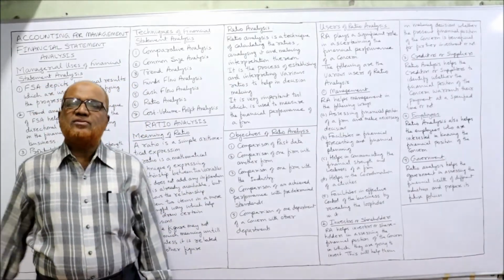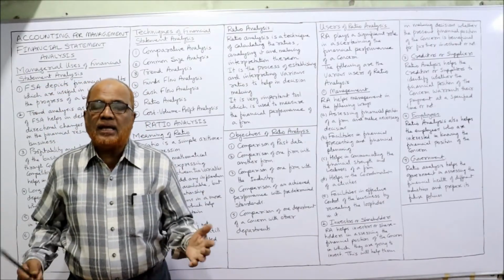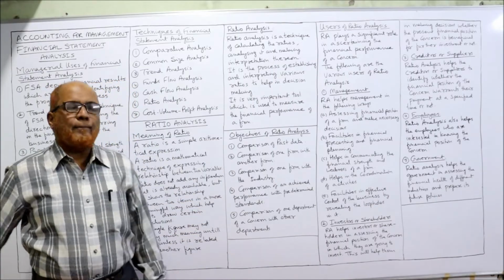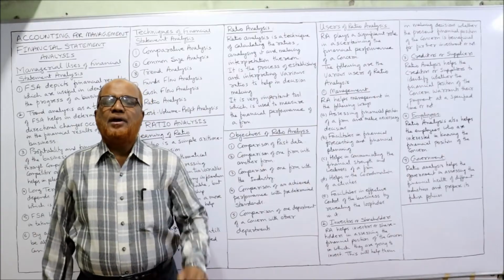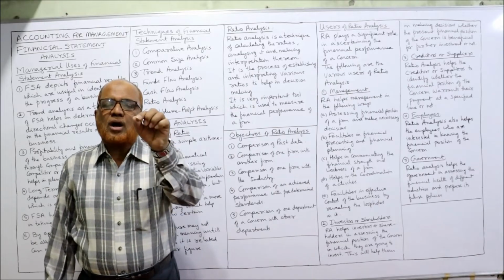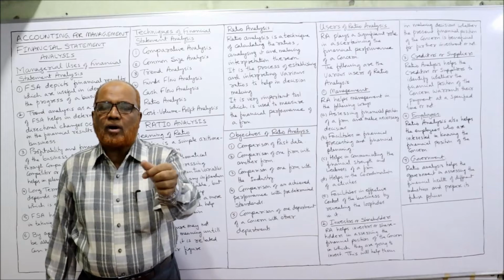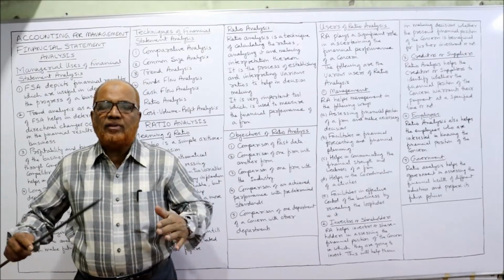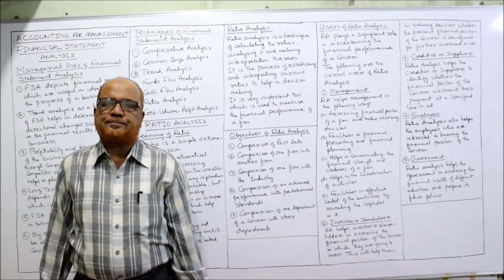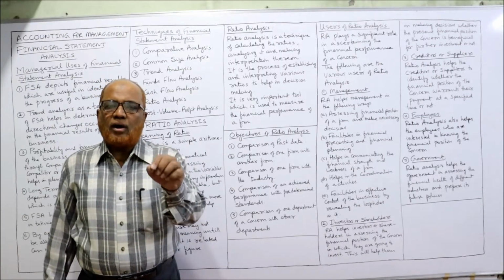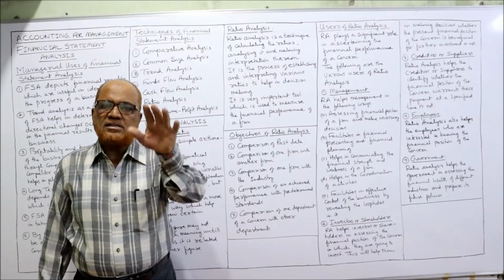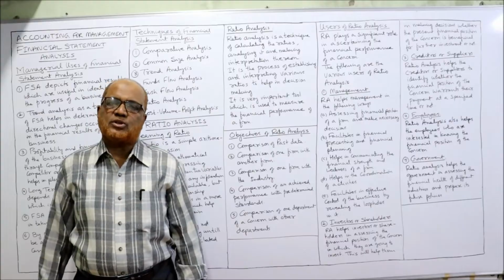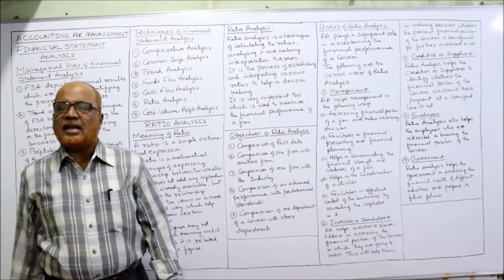Now we come to the objectives of financial ratio analysis. Why will ratio analysis be used? Many objectives are there. The first objective is comparison of past data. Every organization wants to compare its current year performance with the past year performance to find out whether we are growing or declining. So in order to make the comparative analysis of the current year with last year, we use ratio analysis. First objective.